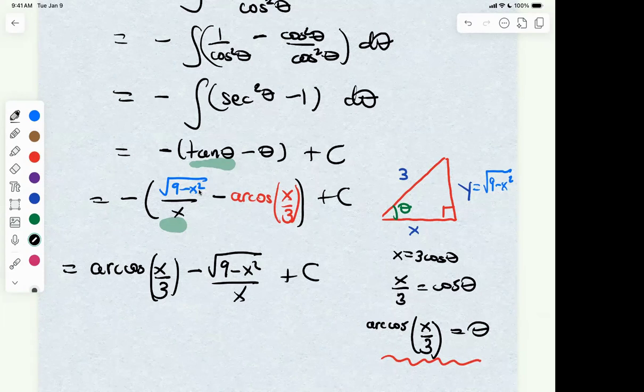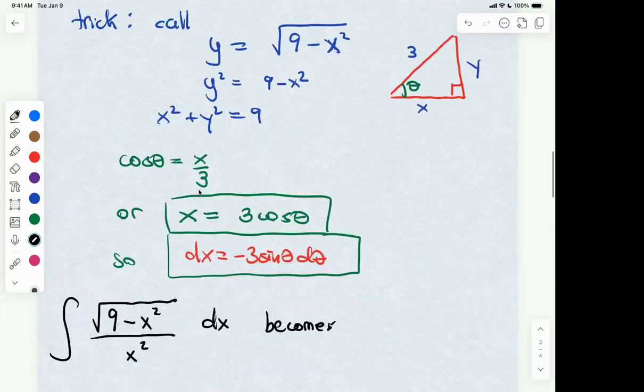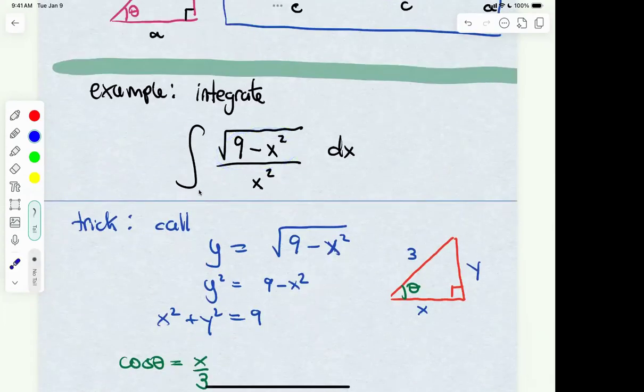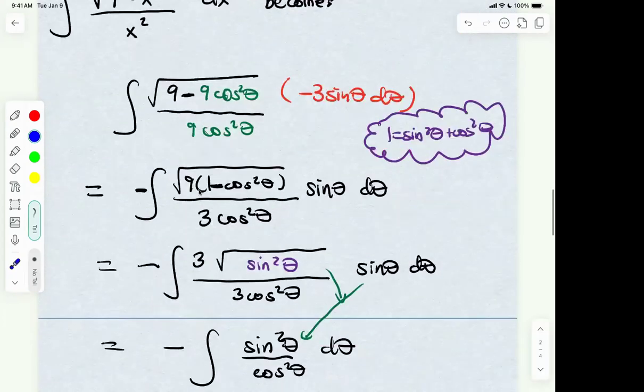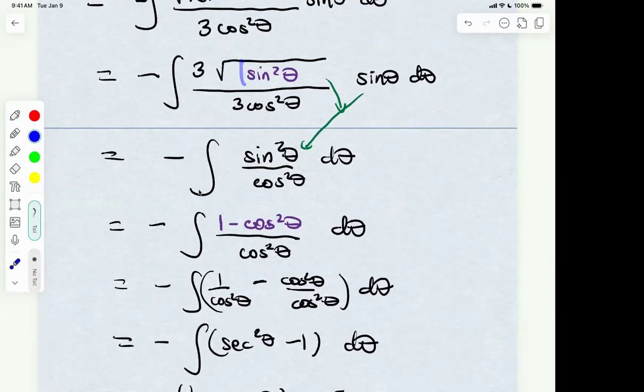In this case, because the expression involved 9 minus x squared inside a square root, implicitly that forces x to be between -3 and 3, right? And that's why this substitution works. But here's a more subtle point that I didn't refer to. When I took the square root, someone could have said, shouldn't that sine squared come out as an absolute value of sine, right?